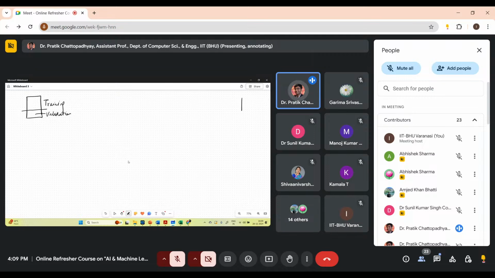The test set is different, which we cannot use at all during the training process. So the entire training data is divided into training and validation data. Training data means we have some patterns along with the labels. For validation data also, we have patterns along with the labels.